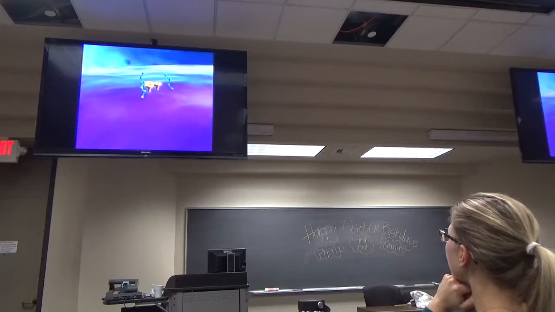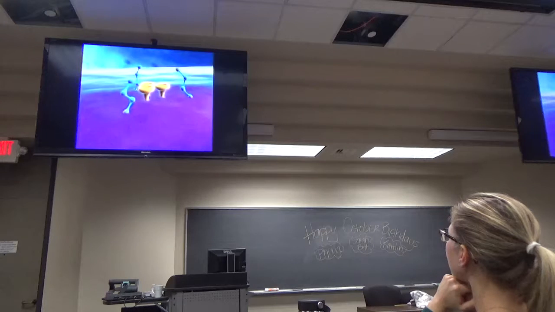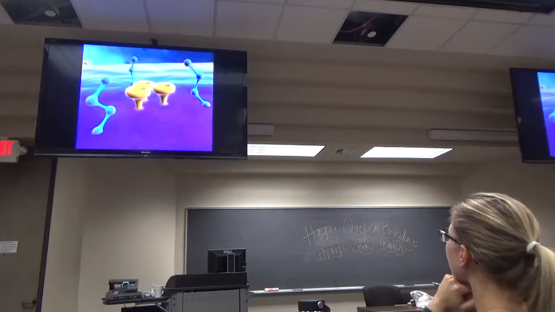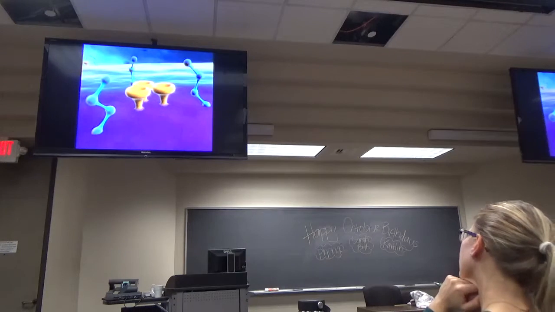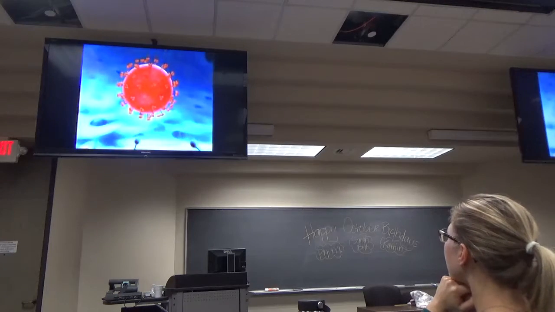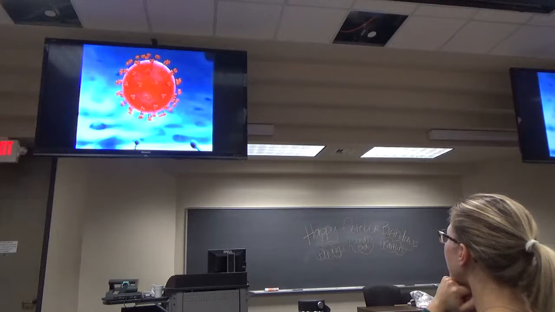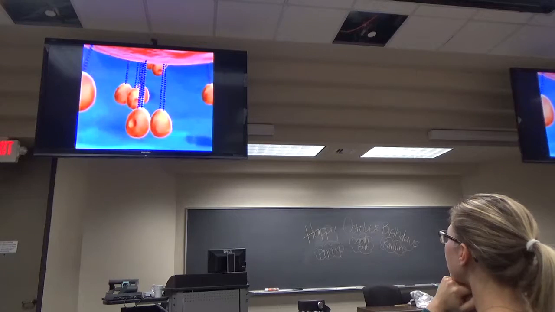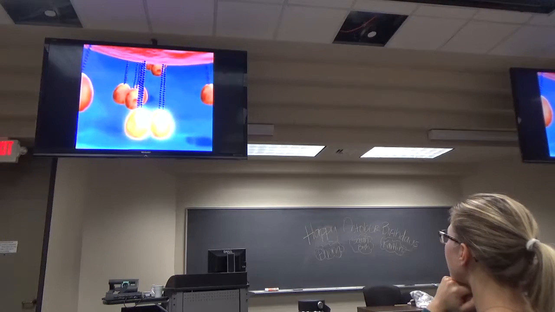CD4 receptors and co-receptors such as CCR5 or CXCR4. These receptors interact with protein complexes, which are embedded in the viral envelope. These complexes are composed of two glycoproteins, an extracellular GP120 and a transmembrane GP41.